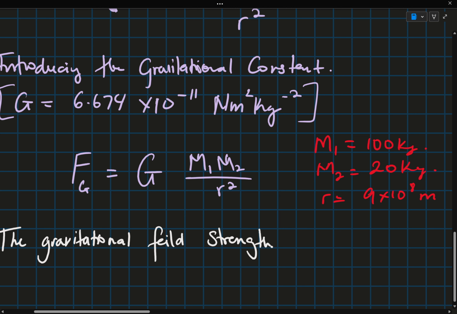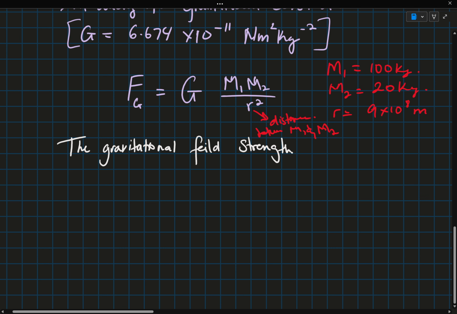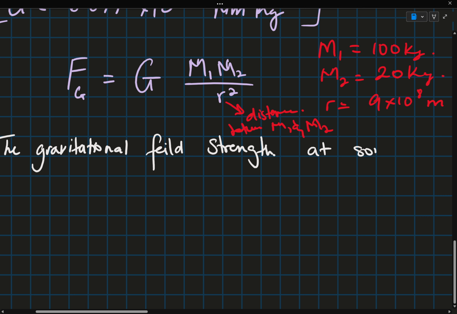So the gravitational field strength that we're working with now speaks to a point. Gravitational field strength relates to a specific point. Let me write, at some point. Because if we have an object and there's a gravitational field around the object, the field strength at point A may be different to point B. That's why I say at a point.